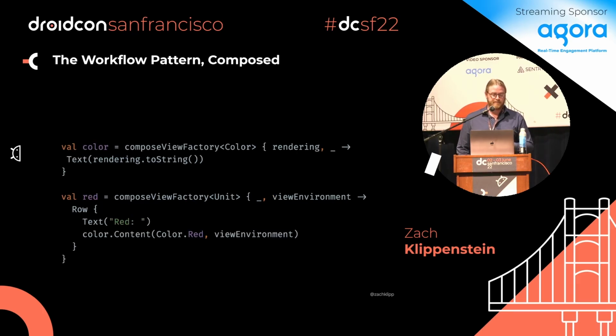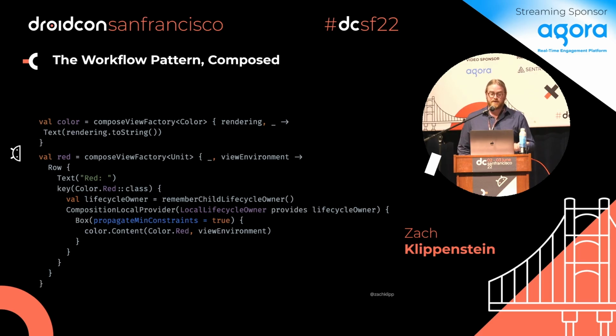To illustrate, consider this pair of view factories. This compose view factory function, it's just a way to create a view factory without using the compose screen interface. The red factory shows the title red, followed by a string representation of the color, which I've also factored out into a different view factory. So let's do a little substitution to see what this content function is actually doing.